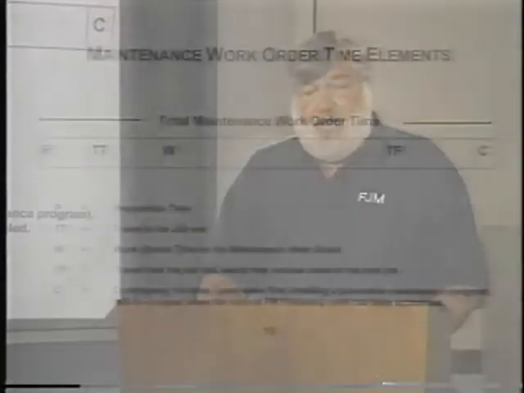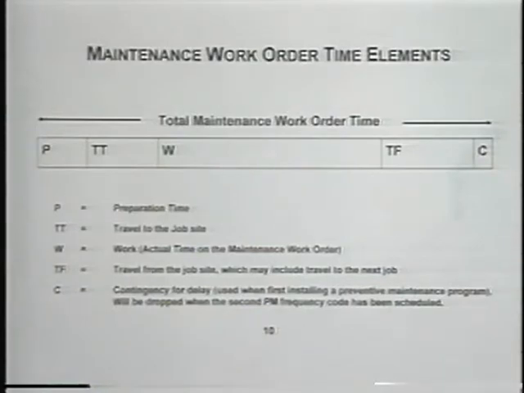And now I want to address the reporting by maintenance craft personnel, and this reporting is accomplished on pages 10 and 11. Now page number 10 is addressing the major time elements in sequence that you would find on a maintenance work order. The data elements are below the bar or Gantt chart. In other words, P is preparation time, TT is travel time to the job site, W is the work time required, TF is travel from the job site, and then C is that contingency for delay.